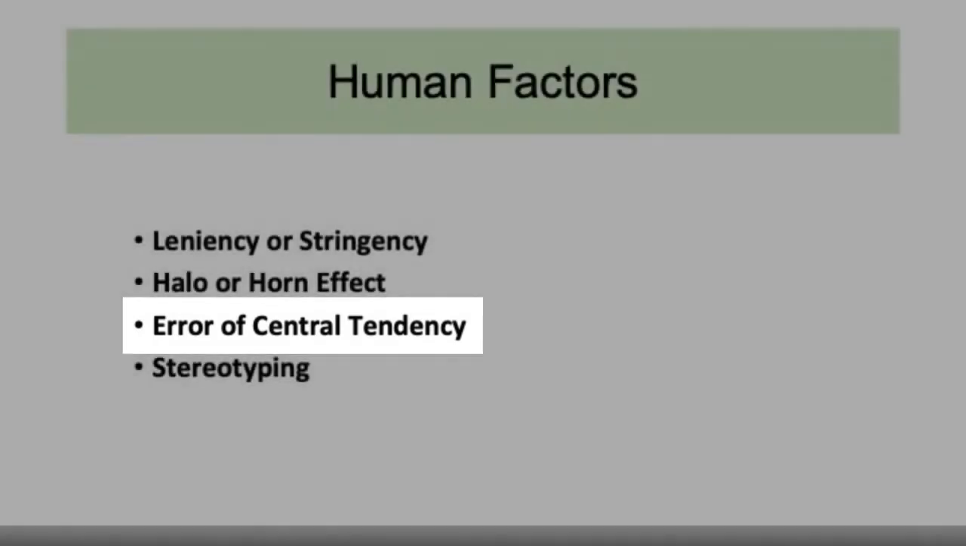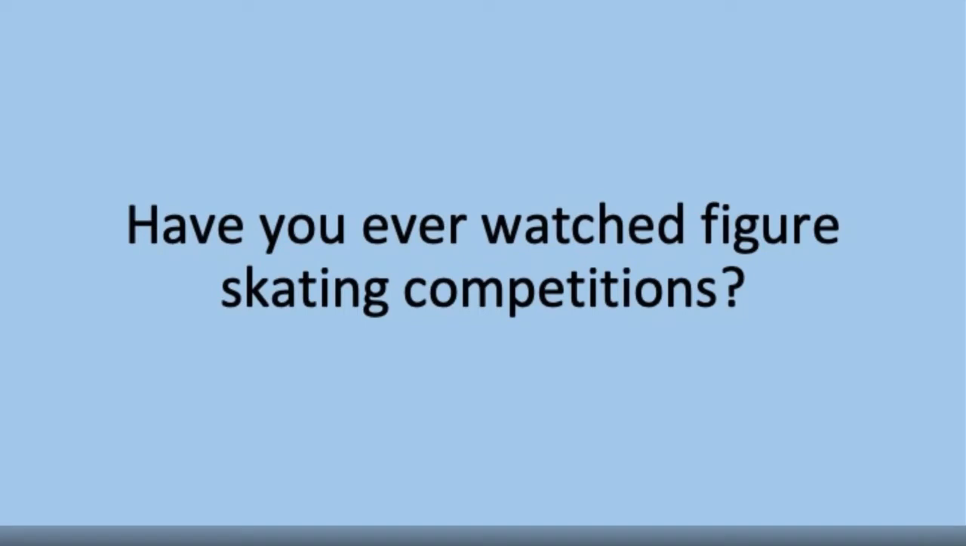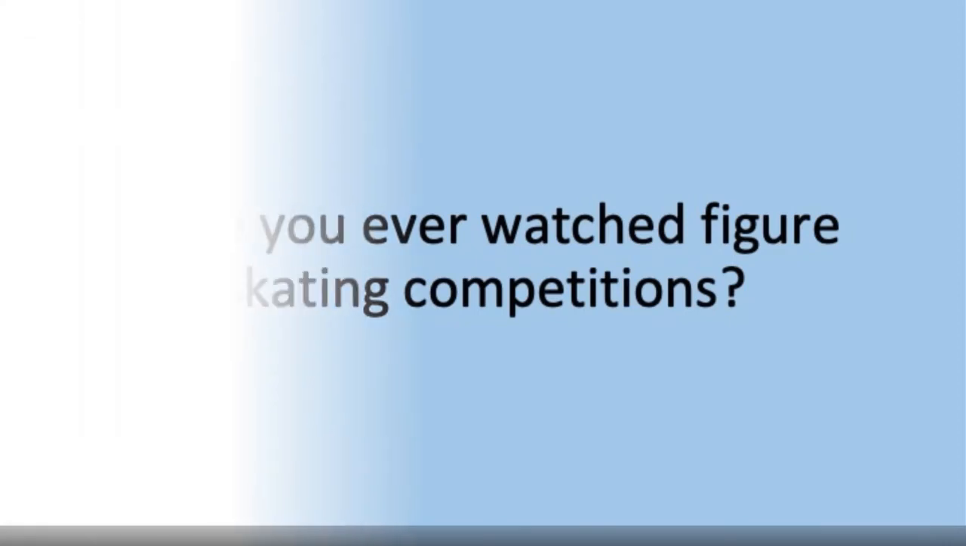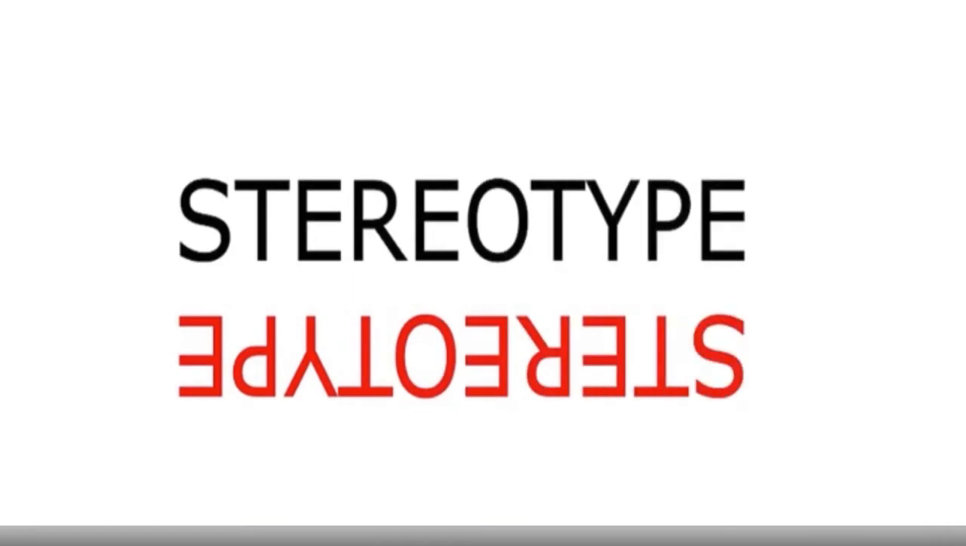Next is error of central tendency. This is our tendency to give average marks to most candidates. Have you ever watched figure skating competitions? You have seen many of the judges cluster their marks toward the center or average. Nobody wants to go out on a limb. Of course, you have also seen all the other tendencies as well from these judges. And finally, stereotyping. A male who applies for what is predominantly considered a female position has to be one whiz-bang to stand a chance. Similarly, a female would have to be twice as good as most males to get a job in a male-oriented position.